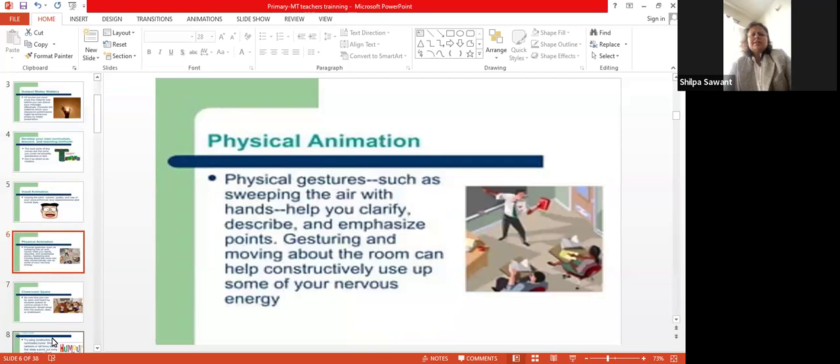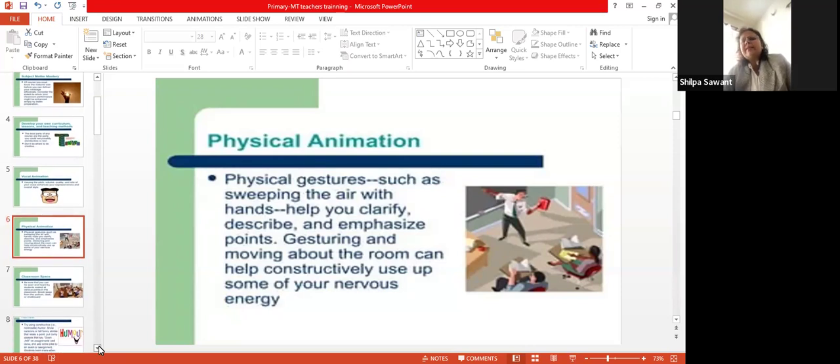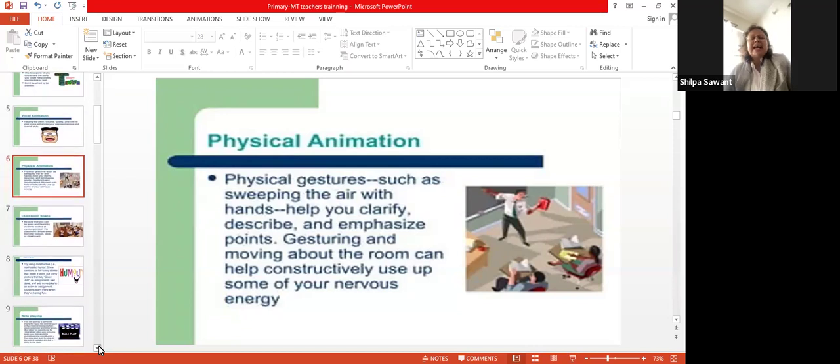Physical animation. The teacher does not have to be stagnant in one position. She can go around and check, and she has to dramatize. She has to use her hands, her feet, if it is stamping or anything. It is not just for English. Even for EVS, when she is talking about plants and flowers, let that expression come to her face. This is very, very important. When she does that, the children are looking at her face, demonstrating and enjoying the lesson.